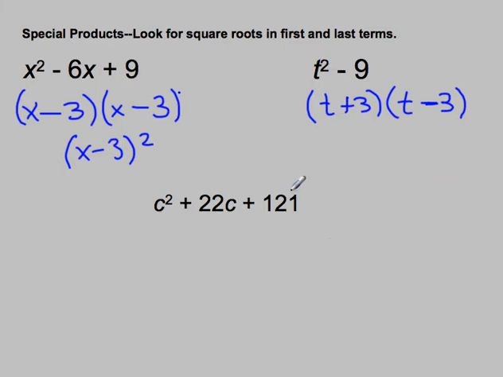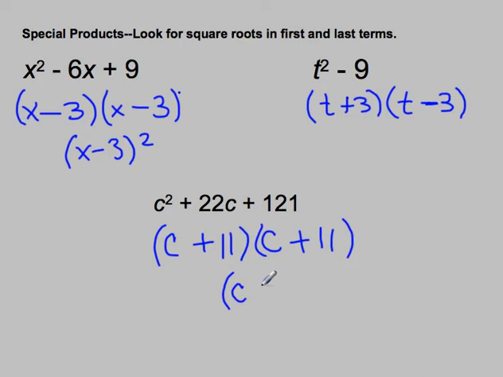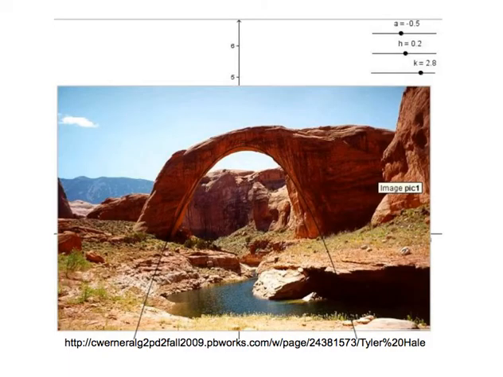Now for the last one, again, does 121 have a square root? It does. The square root of 121 is 11. I'm going to break these c's up. Now 11 is actually going to work because if I do 11 and 11, those do add up to be positive 22 in the middle if I make these both positive. And then check your signs. Positive times a positive gives us positive 121. And again, I can write this out as c plus 11 squared. So always look for square roots in the first and last terms. There's a neat quadratic.